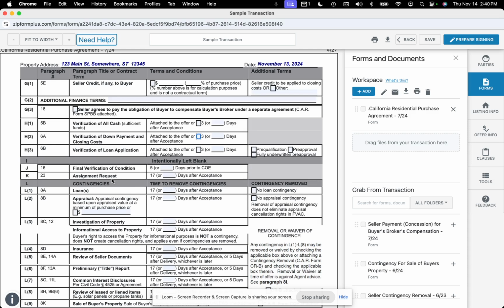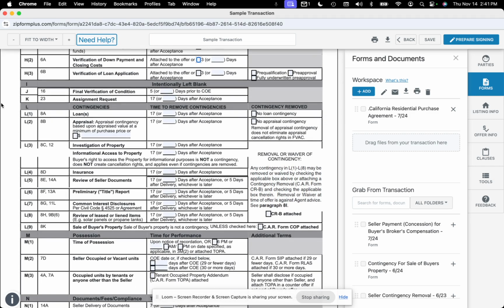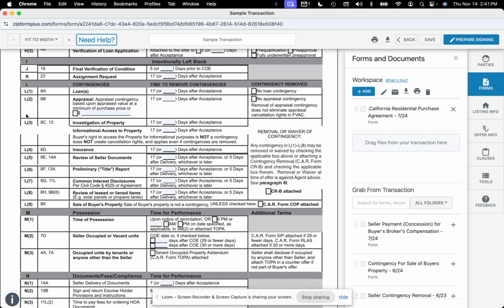Assignment request. Again, this isn't going to be something that you're probably going to need. The assignment request is if you are going to get this under contract and then assign the contract to some other buyer who's going to take over for you. Since it's not something that you are likely going to need, we're not going to talk about that much. It is discussed, however, in the higher ticket course.